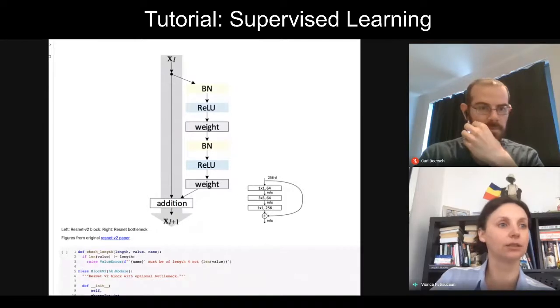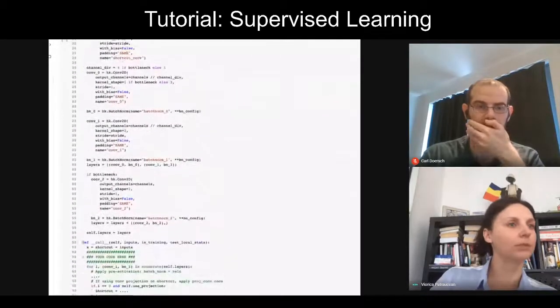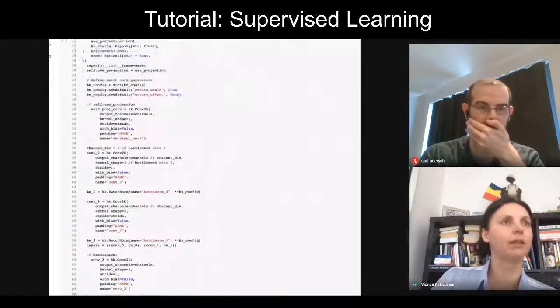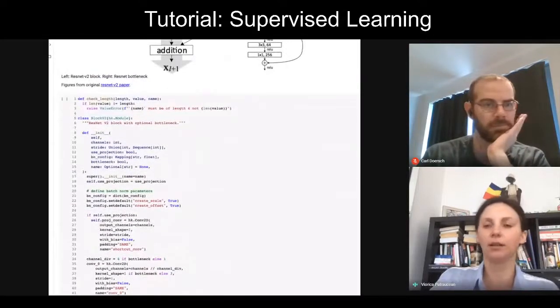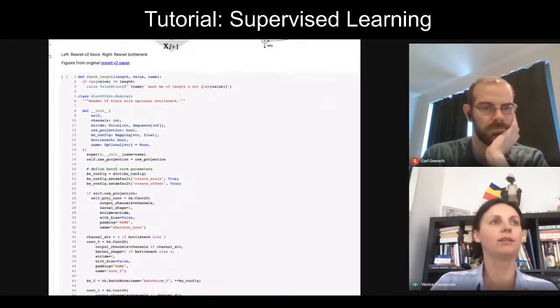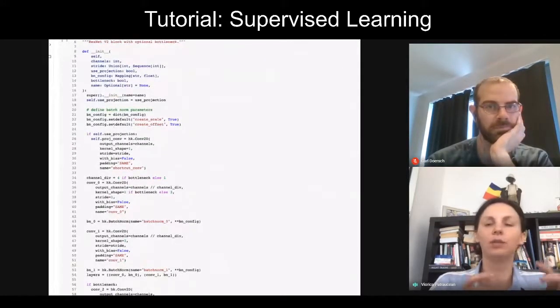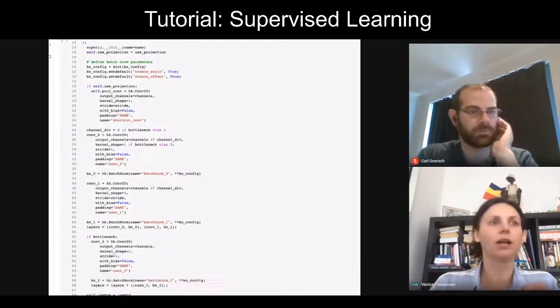This is the first coding exercise for you. So in JAX, this is JAX with Haiku. Haiku is an object-oriented library on top of JAX, so we are defining our modules as classes. Here I've given the code for the Resnet block, but I've only defined the layers that need to go into a Resnet block. I did not connect them.